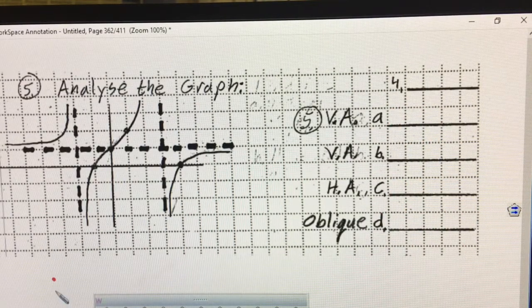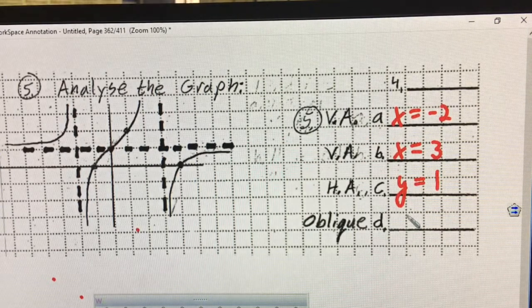Notice I'm not asking you to graph the weird graph. I'm asking you to analyze it. So what's the first vertical asymptote? What's the next vertical asymptote? X equals 3. So I got x equals -2, x equals 3. Now what's the equation of the horizontal asymptote? What's the oblique asymptote? You can't have them both.